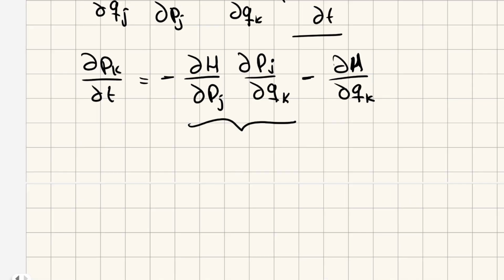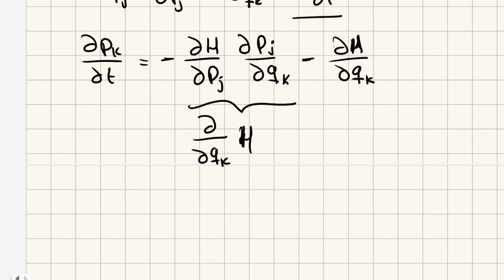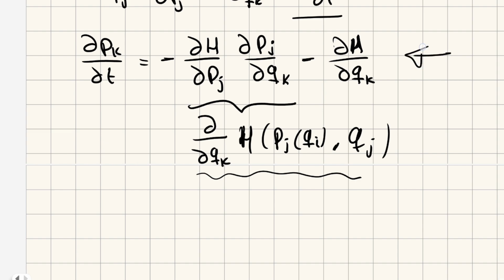Notice that this element can be seen as the derivative with respect to qk of h, if h is only a function of pj, which is a function of qi, for example. The thing here is that we know that h is also a function of qj, and maybe the time. But you should notice that if we take this derivative, we are going to get exactly what we have here.